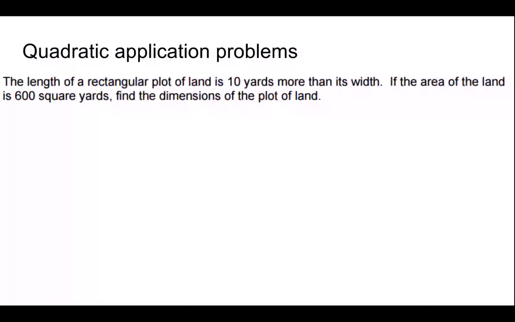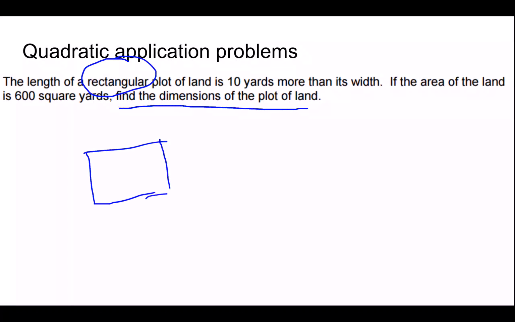So in this next example, they're looking for the dimensions of this plot of land. And they tell us certain things about it. One big thing is it's rectangular. So I'm going to draw the rectangle. And they tell us that the length of the land is 10 yards more than the width. So I don't know what the width is. I'm going to call it W. But I know this length is W plus 10. And they told us the area of the land is equal to 600.